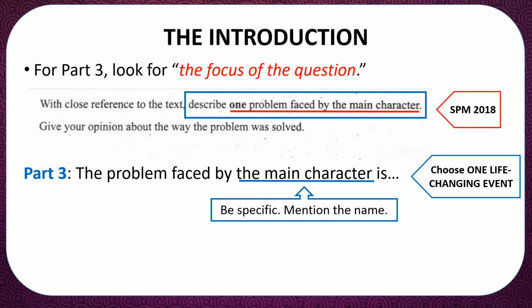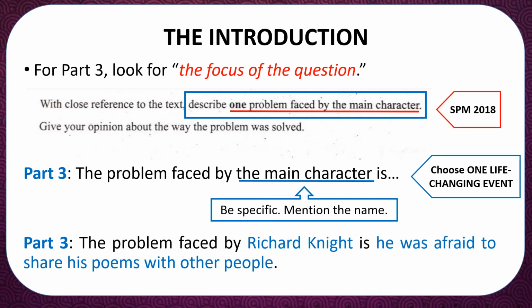Next, basically, you need to mention the name, be specific. Who is the main character? Because we are using Dear Mr. Kilmer, the main character is Richard Knight. So this is how part 3 will look like: the problem faced by Richard Knight is he was afraid to share his poems with other people.